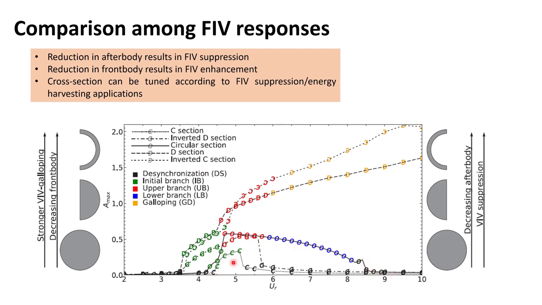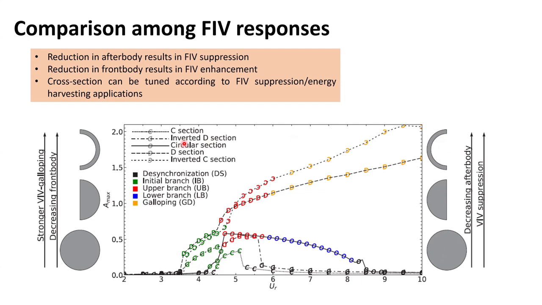Now if you see the C section, there is not even a lock-in present here. And the inverted D locks in for a very brief period, and even that is shrunken. So these two cases show that if you have a decreasing after body, you have a tendency of suppression of VIV. From cylinder to D to C, and cylinder to inverted D to C, there is VIV suppression, and that too we see in the signals.